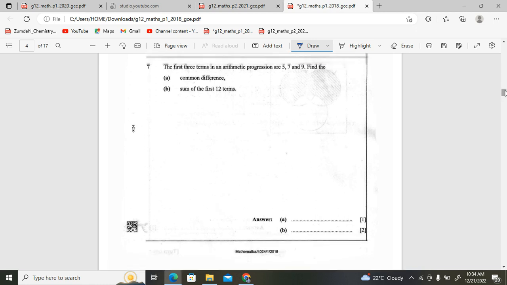Okay, question number 7. The first three terms in an arithmetic progression are 5, 7, and 9. Find the common difference. So how do we find the common difference? Common difference is given by second term minus first term, or third term minus second term. Just the term that is in front minus the one which is behind. So the second term is 7, the first term is 5. So this is going to give us 2 as a common difference.